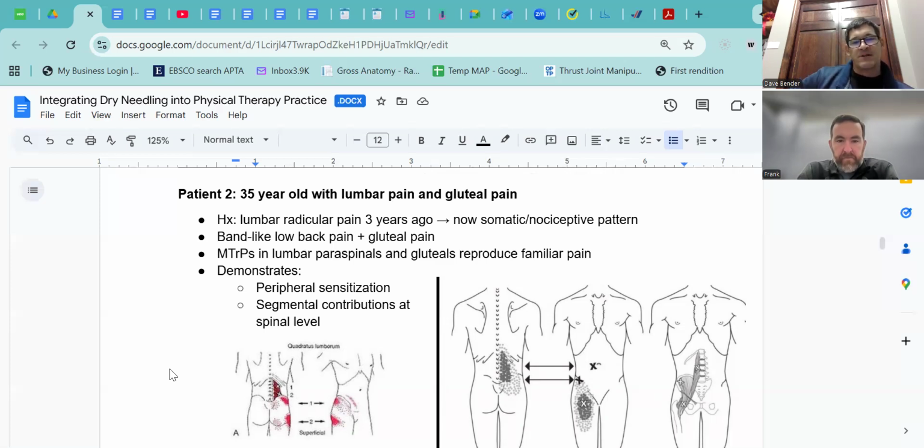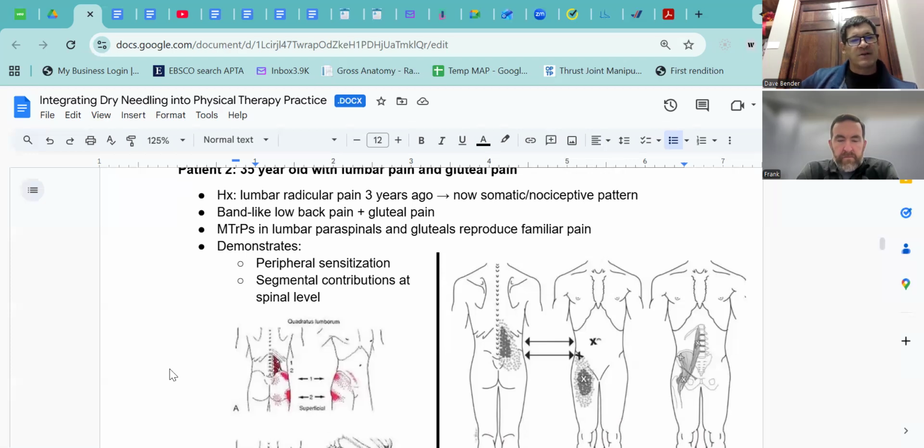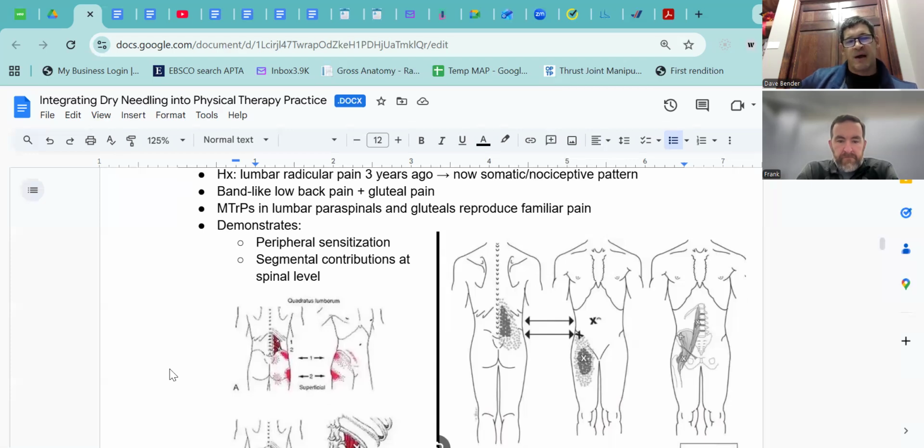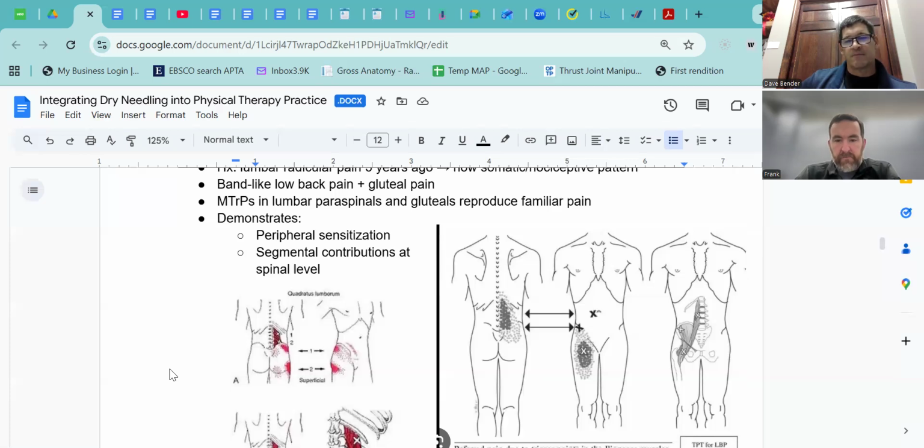Trigger point palpation of the lumbar paraspinals and gluteal region reproduces a familiar pain pattern. What this demonstrates is this person has a bit of peripheral sensitization that's probably going on, as well as a segmental contribution at the spinal level, which is being sensitized. In these individuals, this pattern may not be different. We know from Hodges' work that we're probably going to see either inhibited or atrophied lumbar multifidi, and we probably have facilitated upramping of longissimus and iliocostalis with potential referral into the gluteal SI joint region, or secondary trigger points in that region due to the dysfunctional, protective muscular pattern.